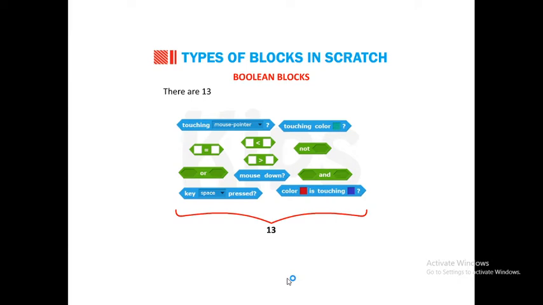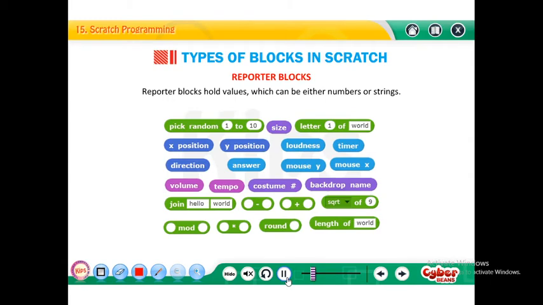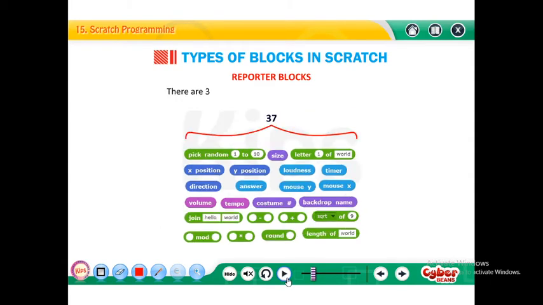Reporter blocks. Reporter blocks hold values which can be either numbers or strings. There are about 37 of these blocks with rounded edges. Blocks with rounded edges are called reporter blocks.